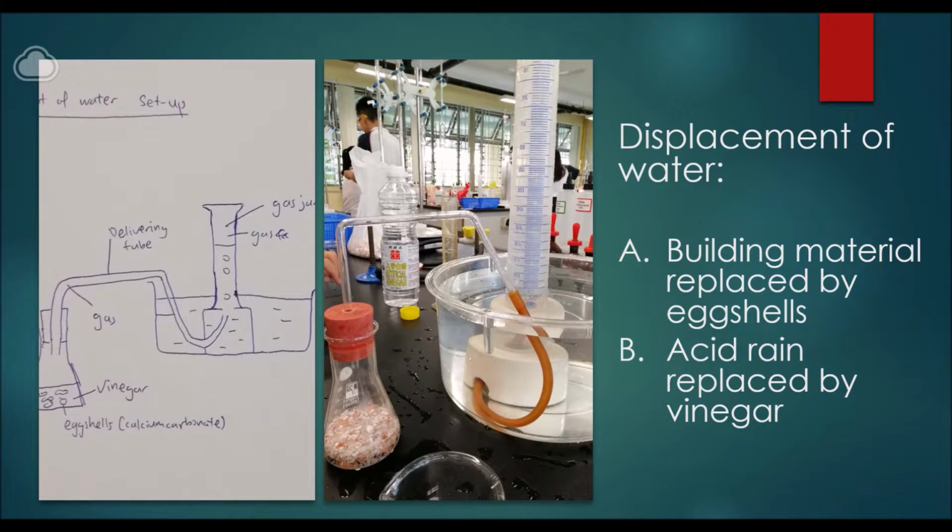In order to record the rate of corrosion, I have decided to use the method of displacement of water. This method allows us to find out the rate of corrosion of the eggshells by finding the carbon dioxide produced when a reaction occurs.